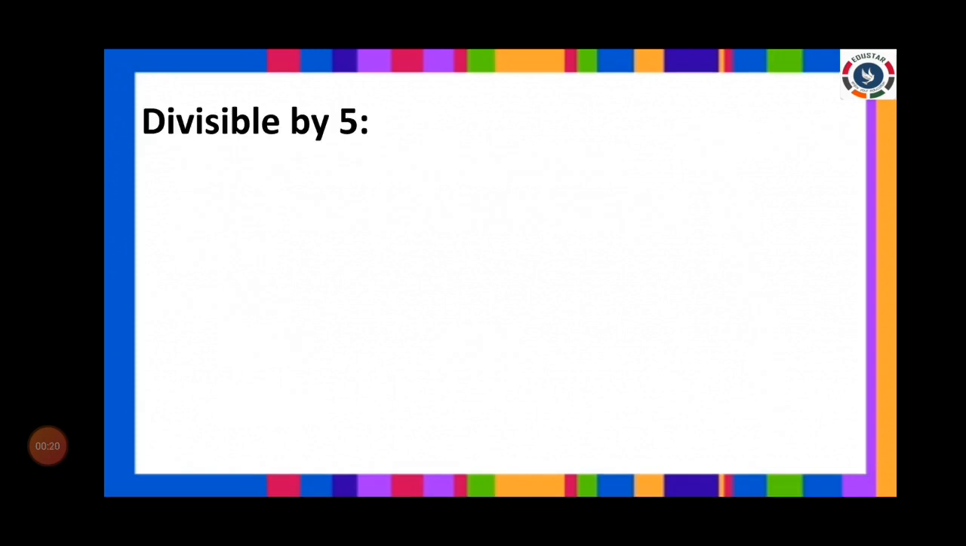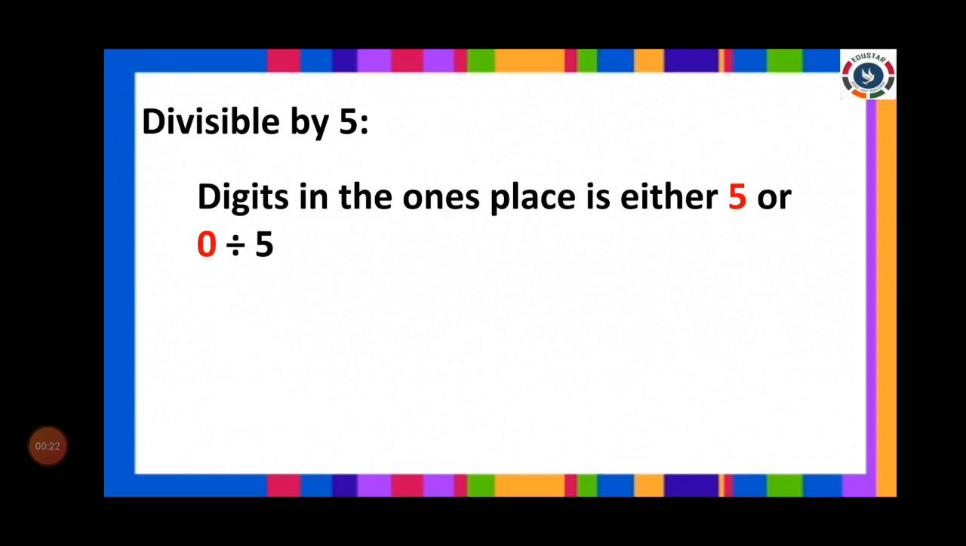And next one, divisible by 5. The digit in the ones place is either 5 or 0. That is divisible by 5. If the last ones place has 0 or 5, any one of them, then that number must be divisible by 5.